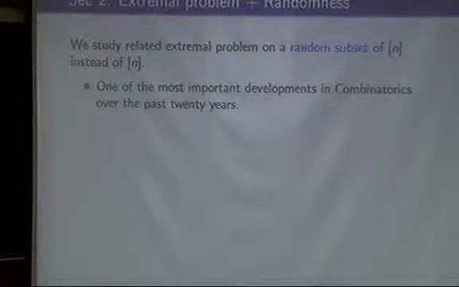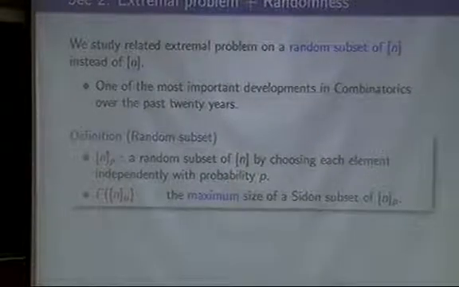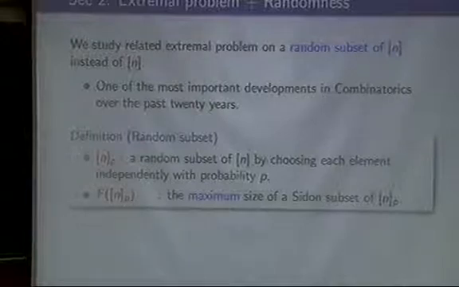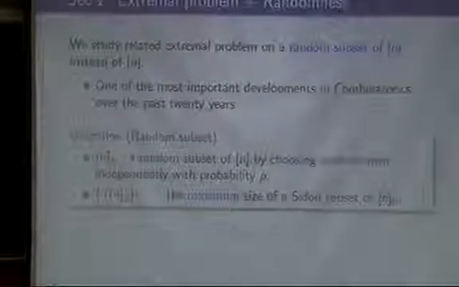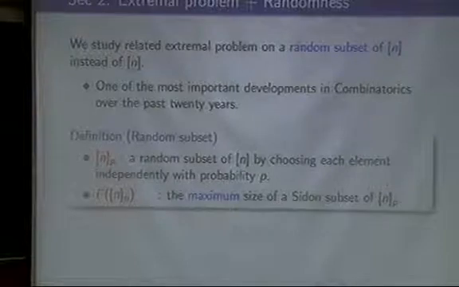Now, in this talk, I explain a related extremal problem on a random subset of the N set instead of the N set. Actually, this kind of research line is one of the most important developments in combinatorics over the past 20 years. For that, let me explain the random subset. Let N_p be a random subset of the N set, obtained by choosing each element independently with probability p. And let capital F of N_p be the maximum size of a Sidon subset of N_p.